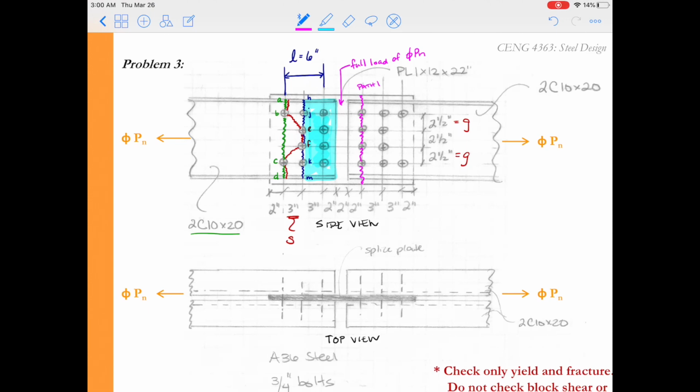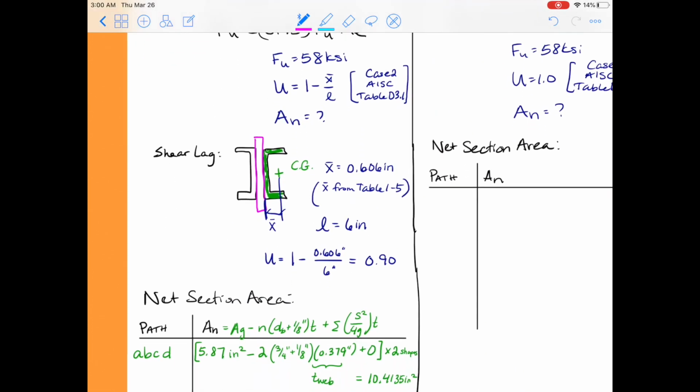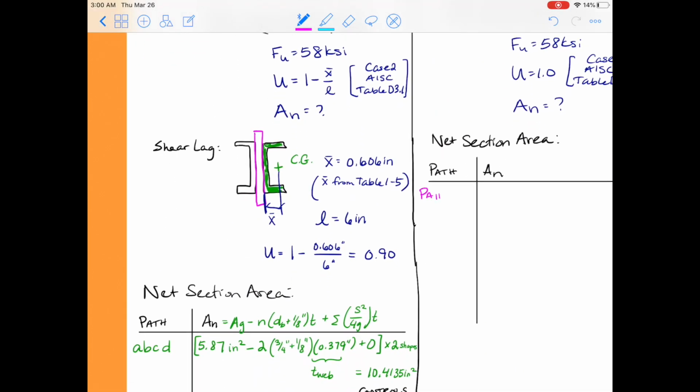So that's going to be path 1 here. And we're going to go straight across here. I don't think we need to consider any of the diagonal paths, as none of those would control, because none of those would really result in more diameters in the width of the plate. So the only one we really need to check here is path 1.